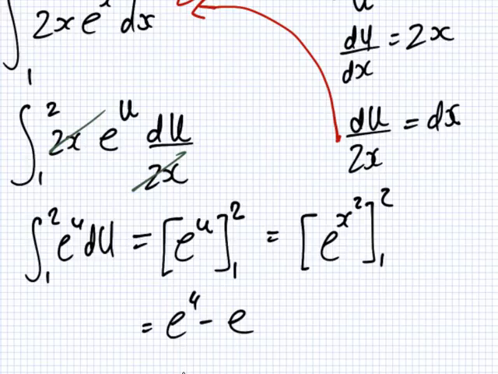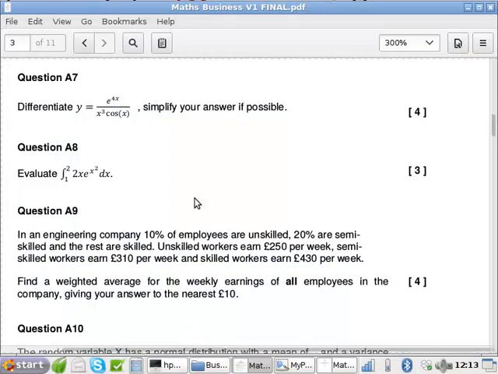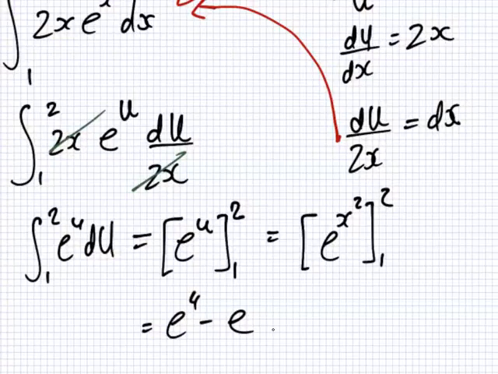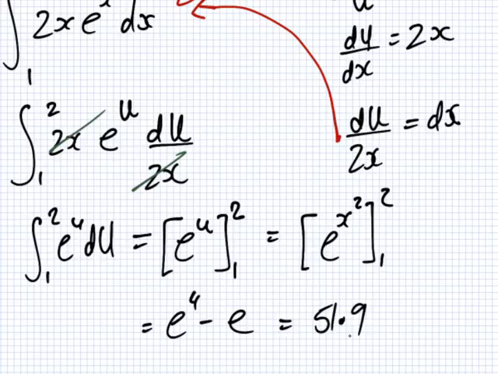Do they want exact or decimal? It doesn't say, so you can leave it like this if you want. Do you have it as a decimal, Malik? What is it? 51.88. Okay. Yep.